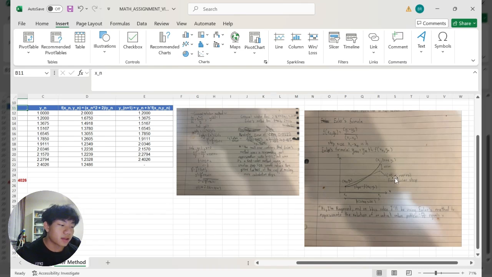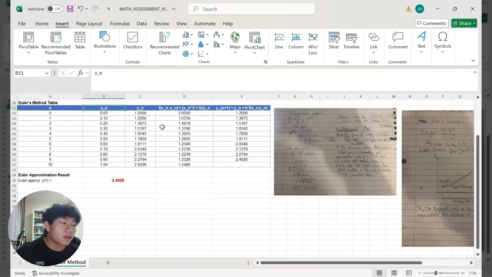Generalizing this for any step n gives us Euler's formula, which is here. y sub n plus 1 equals y sub n plus h times f of x sub n, y sub n. This means we take our current y value plus the step size times the slope at that point, and we get our approximate y value. Repeat again and again until we trace out a path that stays relatively close to the curve. So next I'll be showing you my Excel.